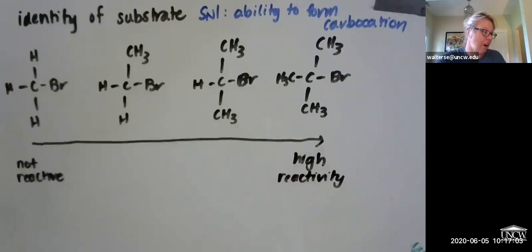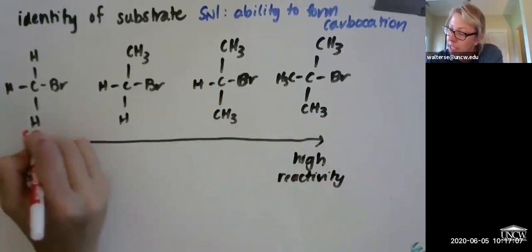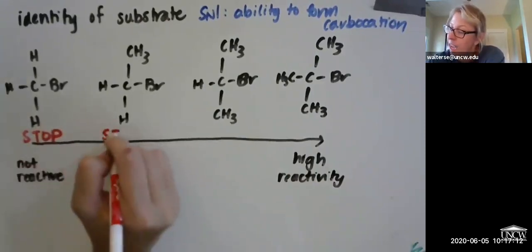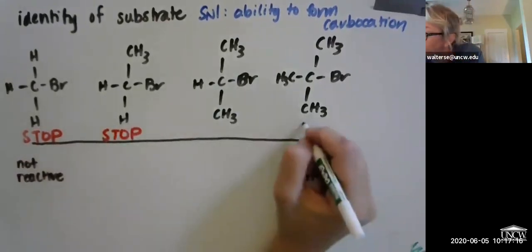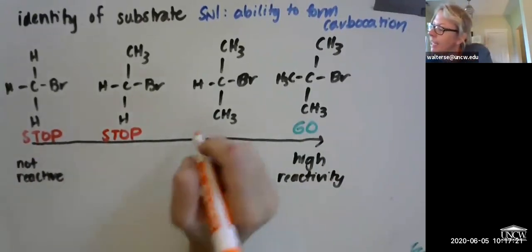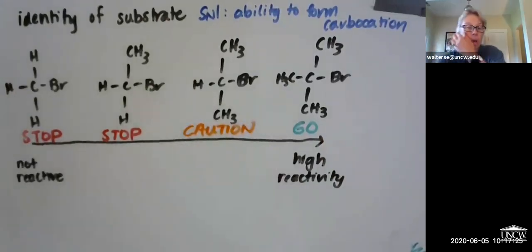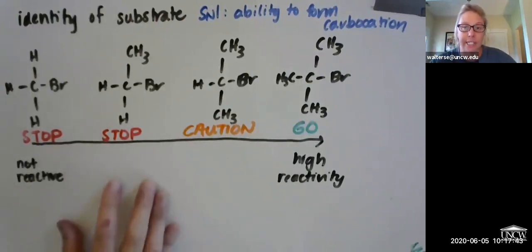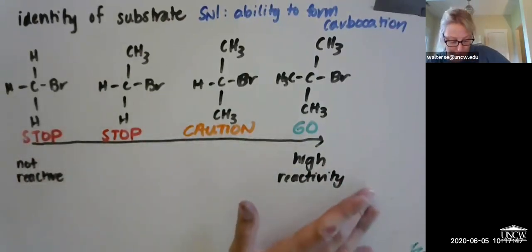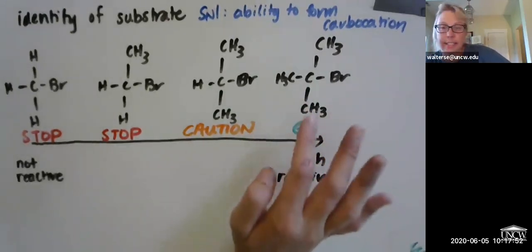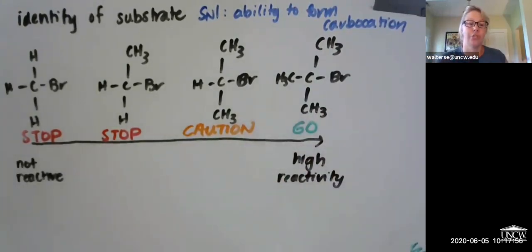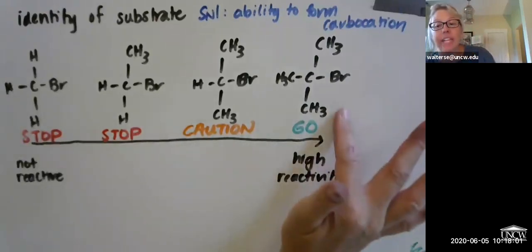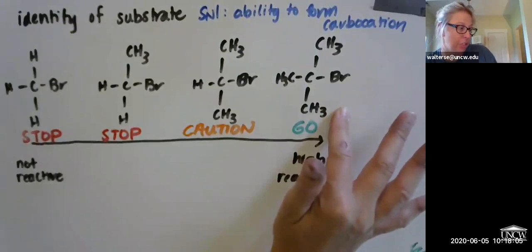Okay. So again, if we use our stop and go light colors, this is a stop. It won't go by SN1. Stop. It won't go by SN1. Tertiary, that's a go. SN1. And again, for secondary, you have to use caution because you can go SN1 or SN2 depending on other factors. There is a slide in your text and in the notes online that I can't duplicate on here. It's an electrostatic potential energy map which is showing you why tertiary carbocations are more stable. It basically has to do with the number of carbon atoms that can support or contribute to stabilizing the positive charge. The more carbons you have attached to the carbocation carbon, the more stable that species will be.